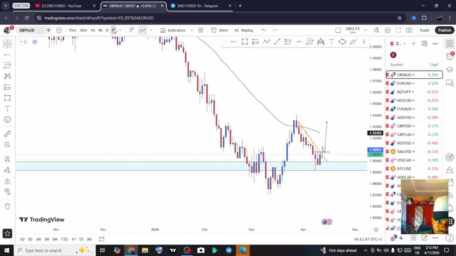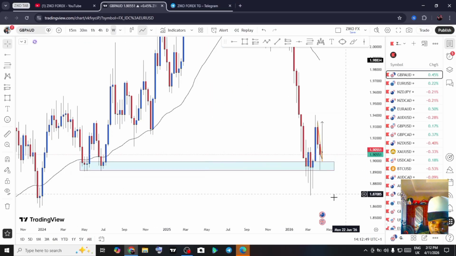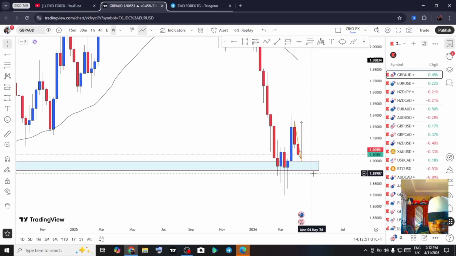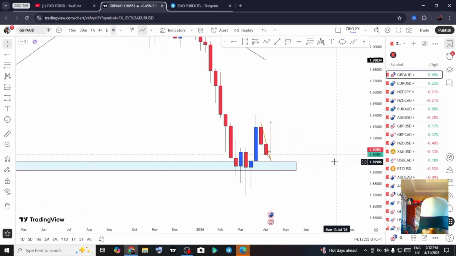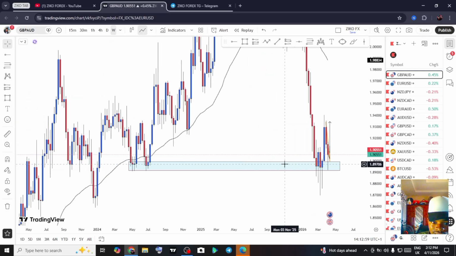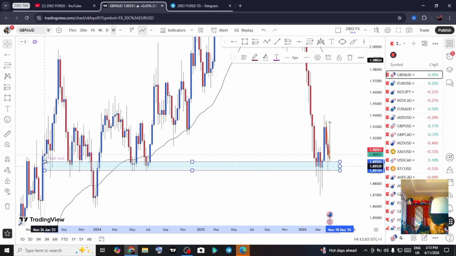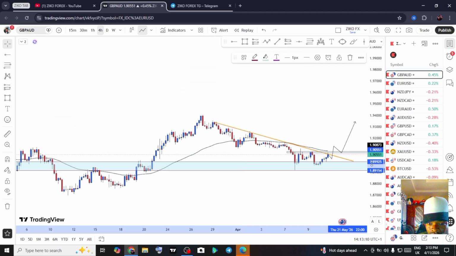Now let's look at how the weekly looks again. Weekly time frame last week was bearish, right? Well, we don't have much data on the weekly time frame actually. And if I move this area of interest to the left again, we still had multiple rejections from that area. So that is that.